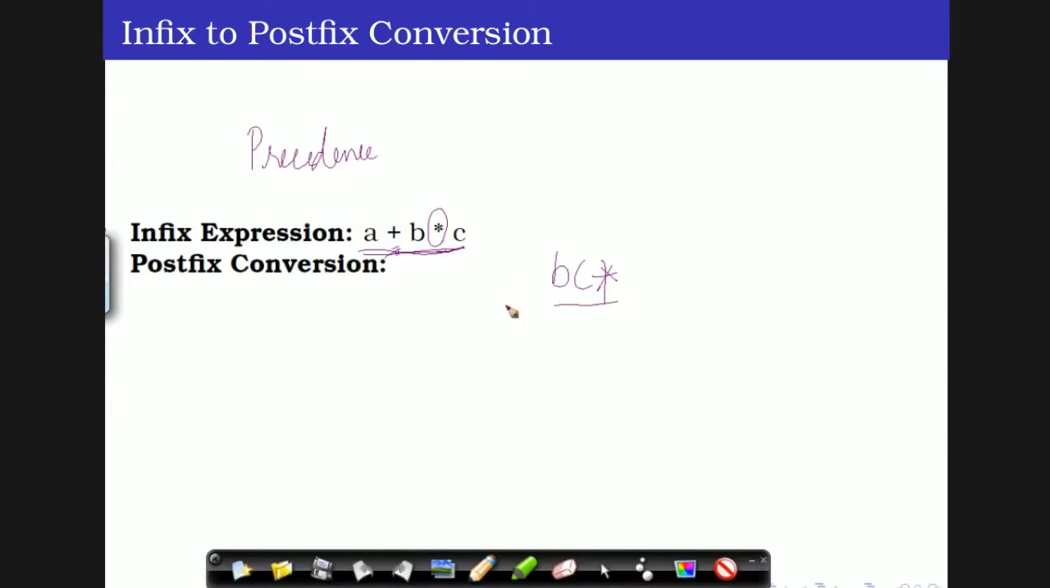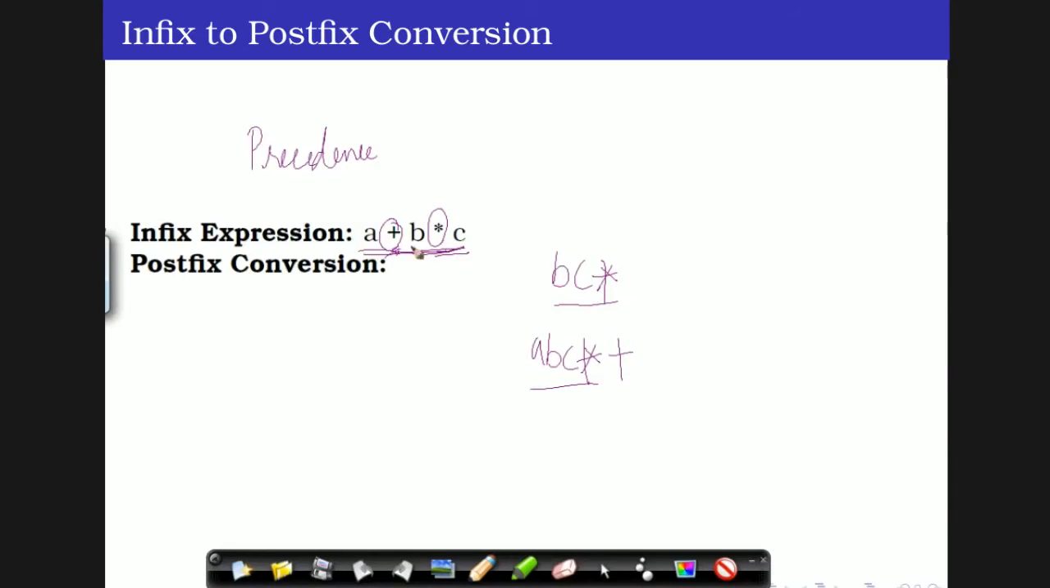So how do we convert that? Next, the operator present is plus. We have already converted B into C, and then there is another operand A. So the operator that is left in the whole expression is just the addition operator. So A will be taken, then BC with the multiplication symbol, and then the addition symbol will come to the right side of these operands. So this is how we get our postfix expression.